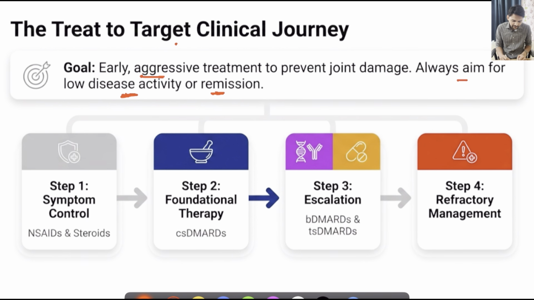So what are the steps we will follow? Mainly, for symptomatic control, we will take the help of NSAIDs and steroids. And as foundational initiation therapy, we will take the help of conventional synthetic DMARDs. And for escalation, we might utilize biological DMARDs or targeted synthetic DMARDs. And finally, if the individual is not responding, we label them as refractory case, and for that also the management will differ. So all of this we will discuss.